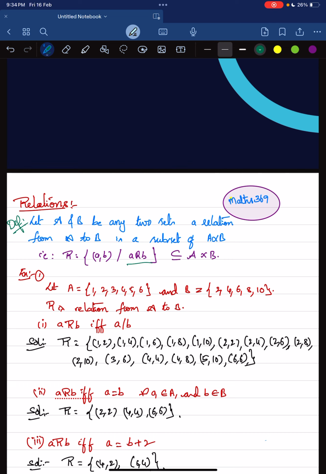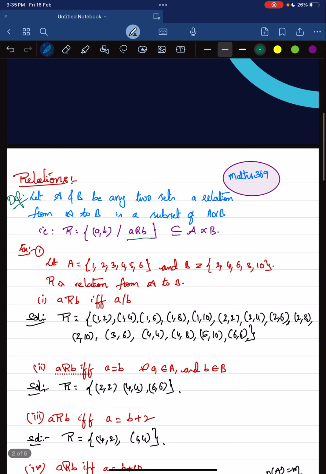(3, 3) is not there, sorry. (4, 4), (4, 8), (5, 10), (6, 6). a divides b; the first number divides the second number. So this is an example for a relation.